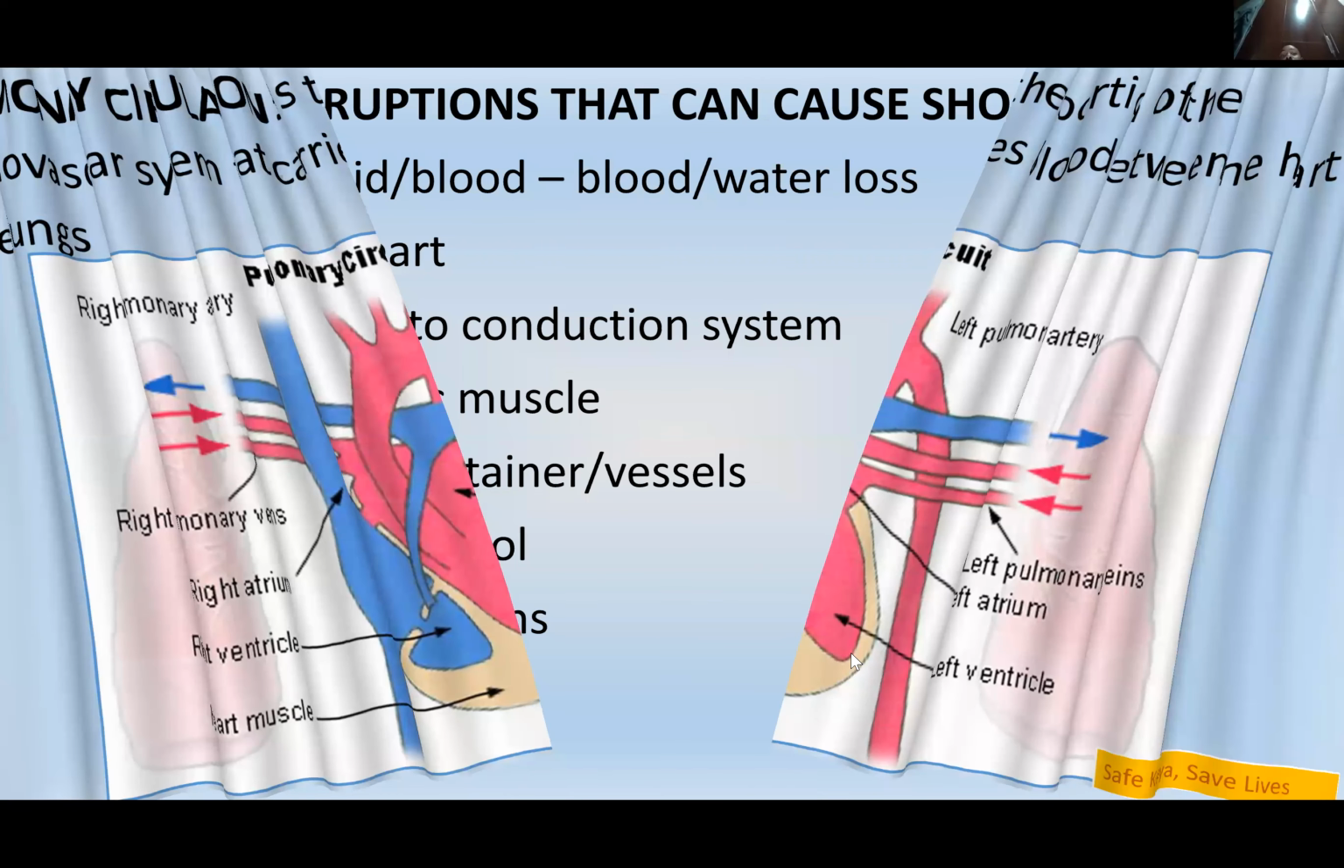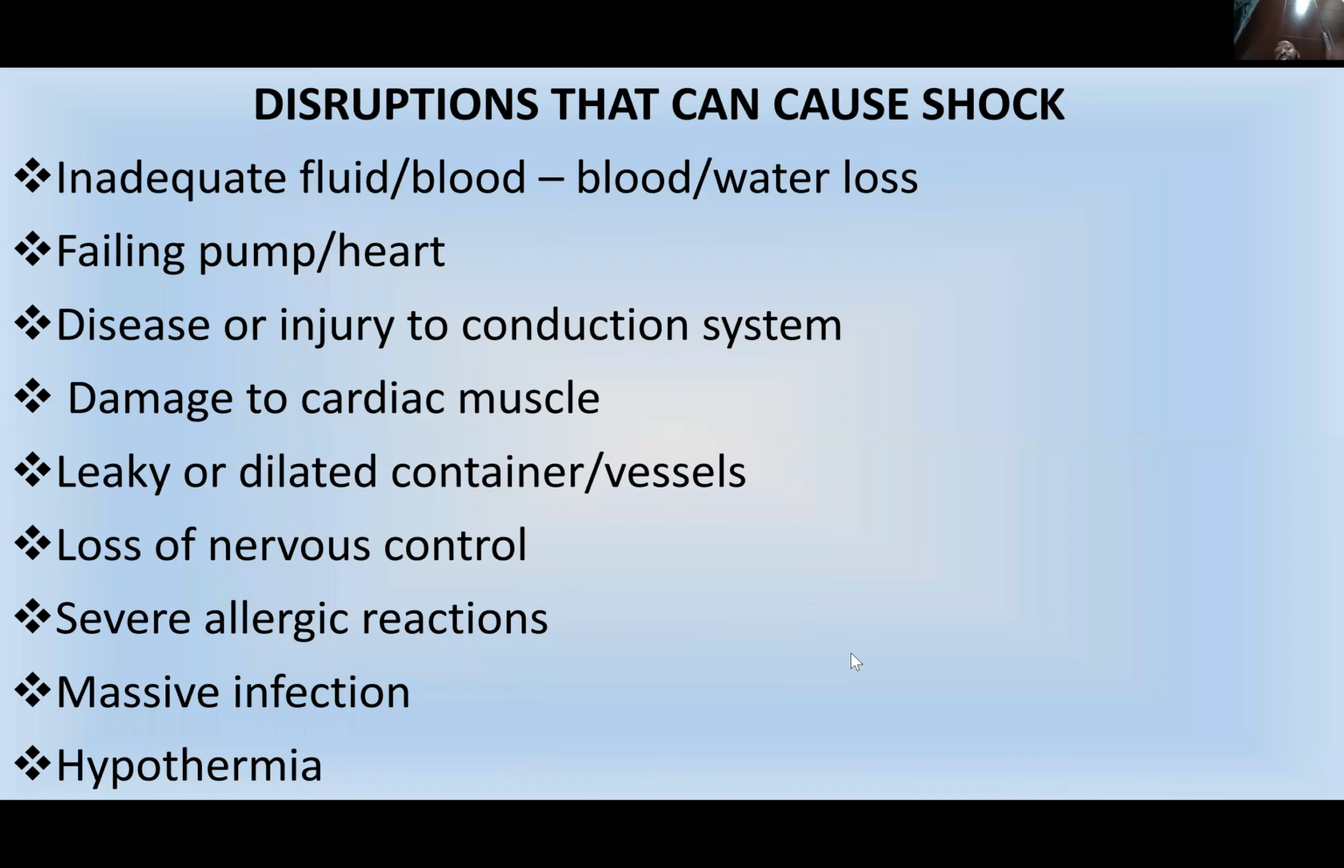So back to shock, the disruptions that can cause shock. You have inadequate fluid, blood, water loss. That's going to be your hypovolemic shock. The failing pump or failing heart, maybe a cardiogenic shock, that comes along with a whole bunch of other symptoms that we have to go through, a whole bunch of other injuries. Right now, we're worried about hypovolemic shock.